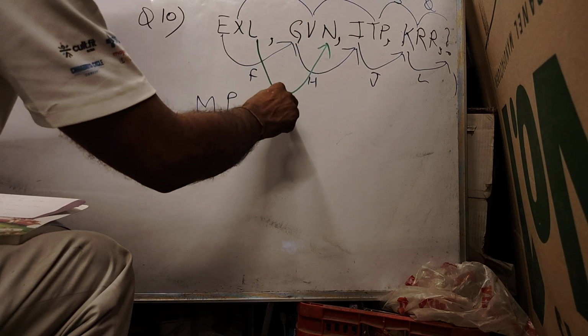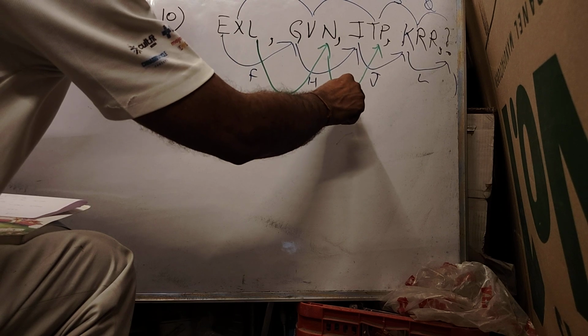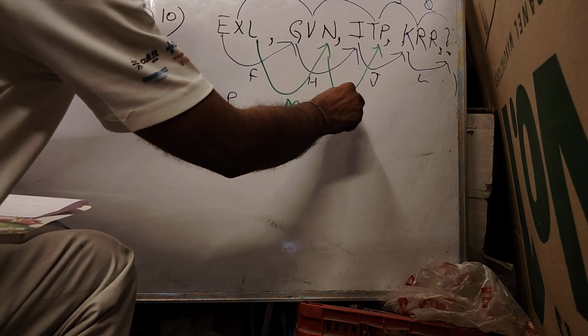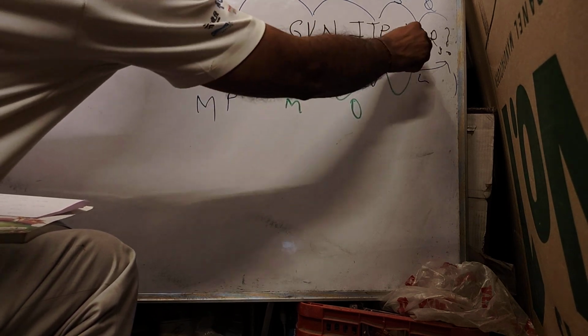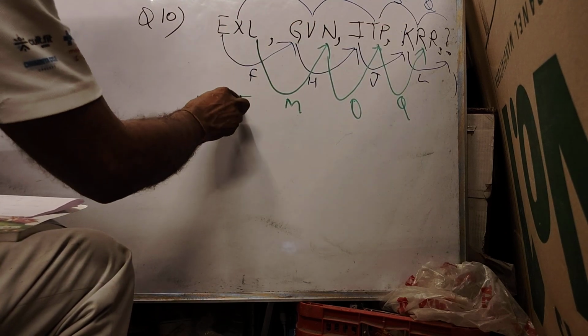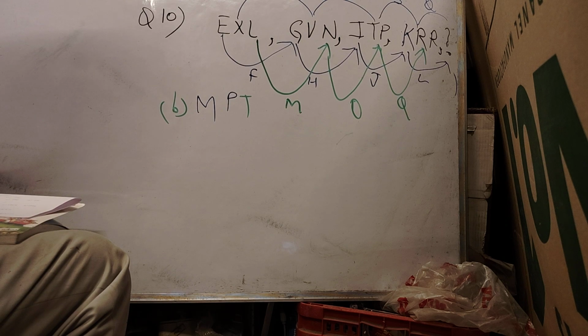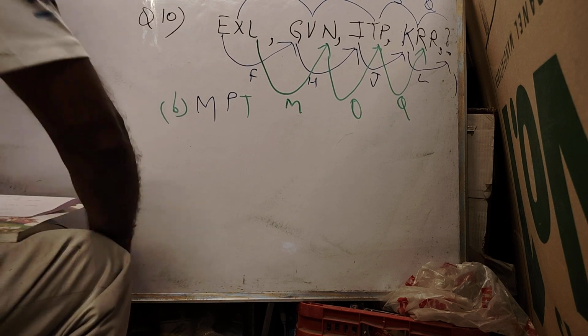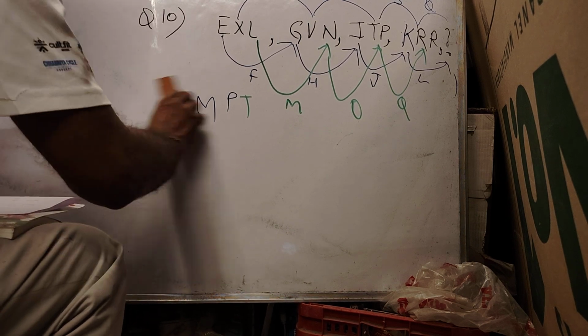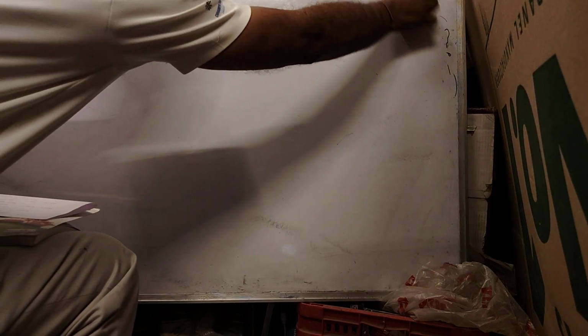In the last, if we identify, after L, M is missing, N, and after N, O is missing, P. Next one is Q is missing, R. Then after R, S is missing, T. M, P, T. B option is correct. So we have done these 10 exciting series problems.